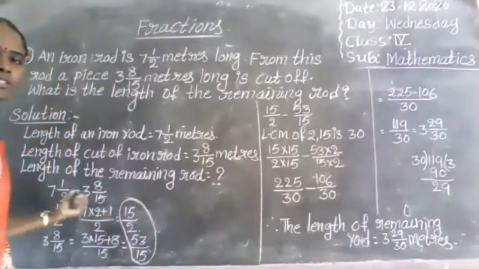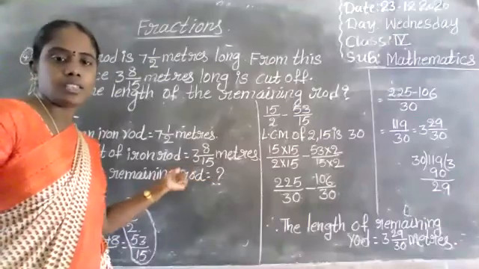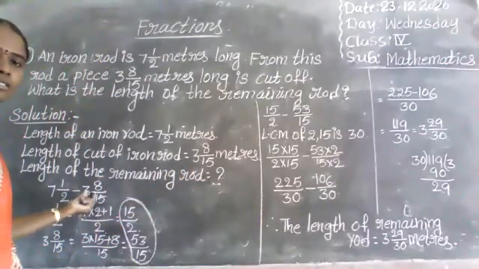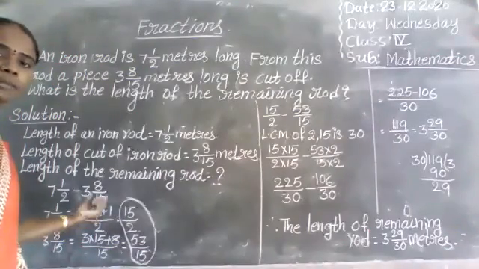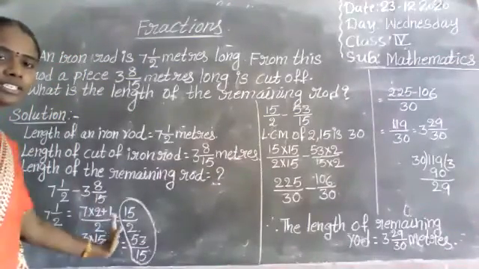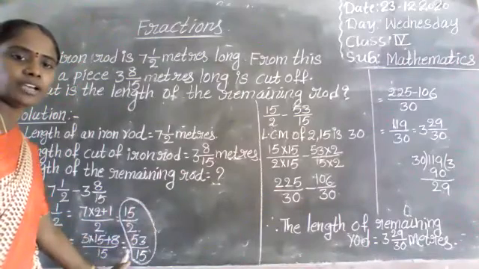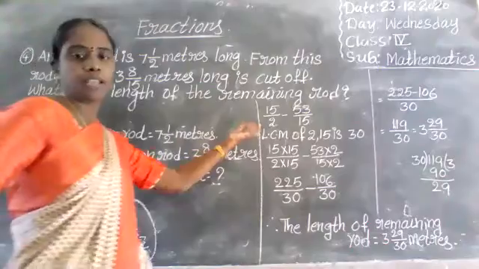What do we do? Subtraction. Subtract 7 whole 1 by 2 minus 3 whole 8 by 15. These fractions are mixed fractions, so we have to change them into improper fractions: 15 by 2 and 53 by 15. These fractions you have to subtract.